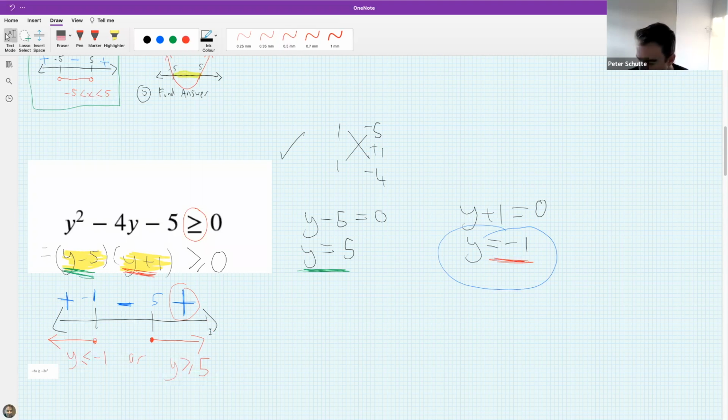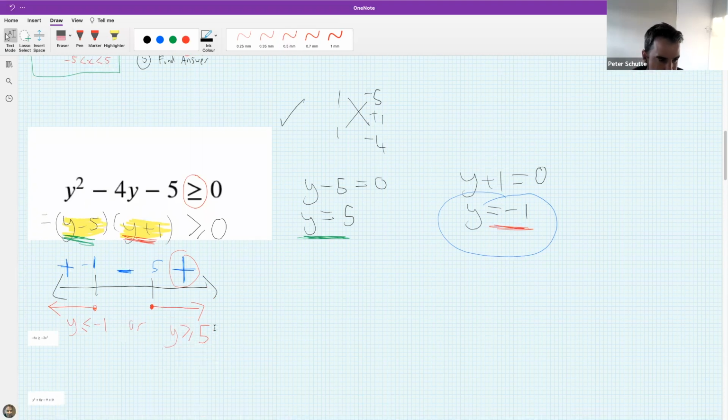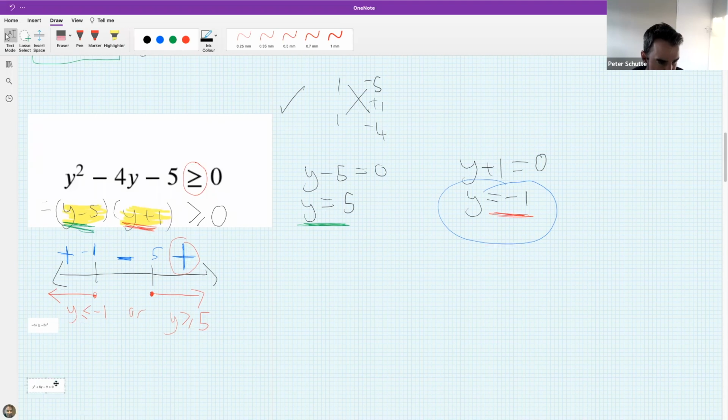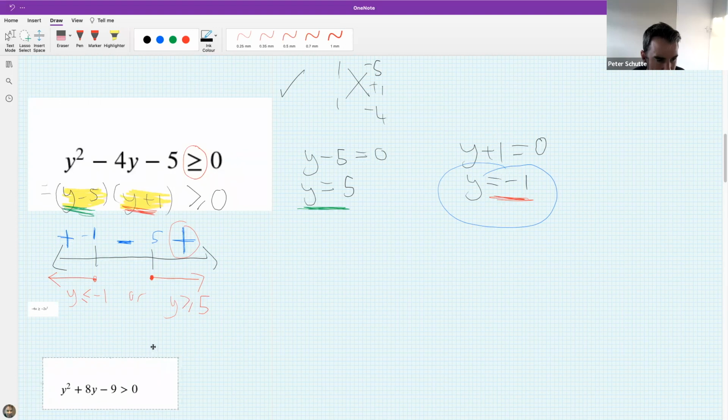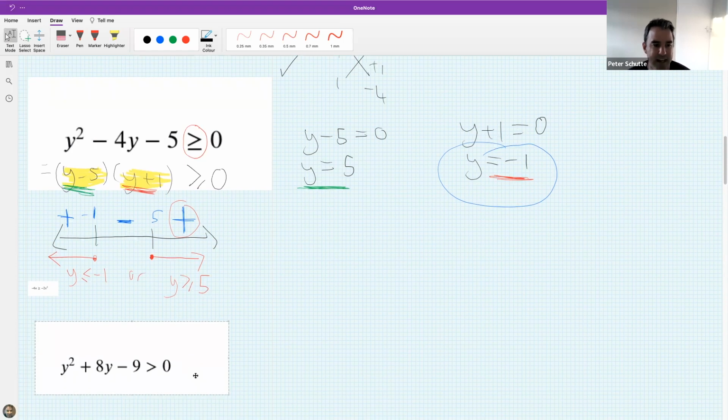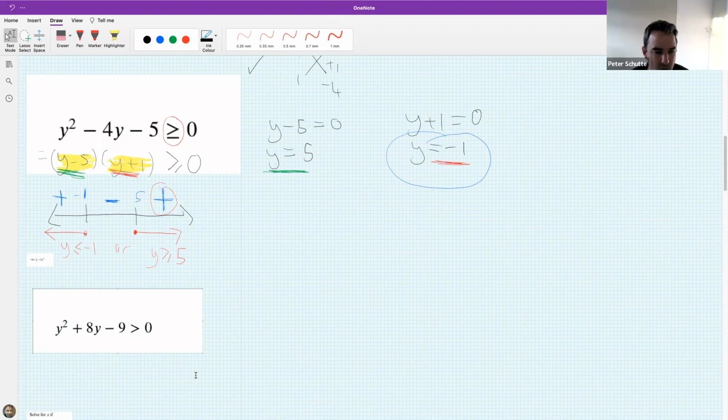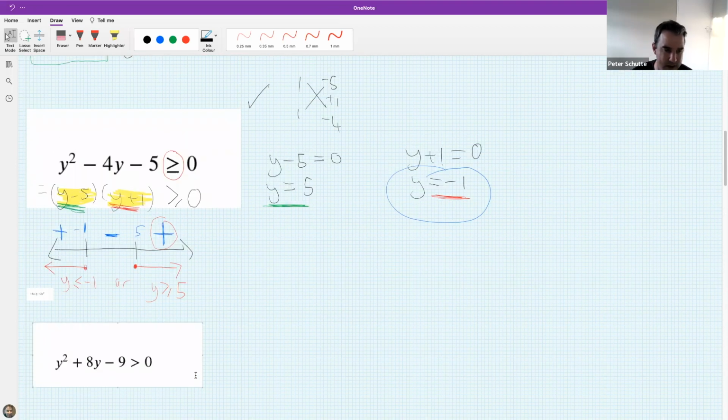Okay, now I think we need to squeeze in one more of these before today is over. So let me pull up the next one. I will leave the other one on the screen just so that you can ask me questions about it. But for those students who feel comfortable, go ahead and do this one. Solve the inequality y squared plus 8y minus 9 is greater than 0. And I remain open for questions for those students who would like to clarify.